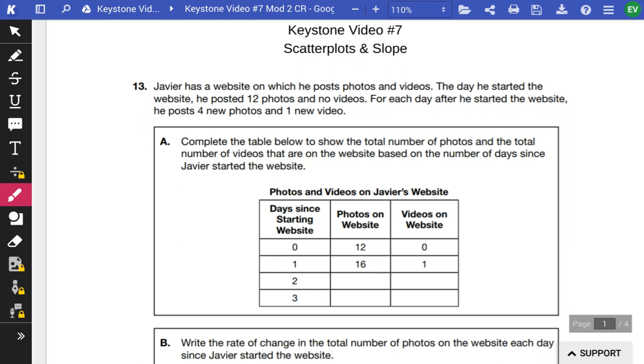So for the photos, let's focus on the photos first. He posts 4 new photos each day. So he started with 12. 12 plus 4 is 16. 16 plus 4 gives us 20. And 20 plus 4 gives us 24. On the video side, 1 new video per day, so we just count up 0, 1, 2, and 3. That shouldn't have been too hard.